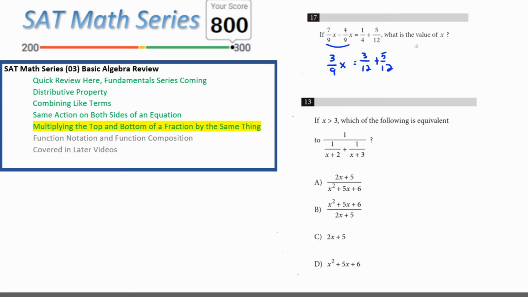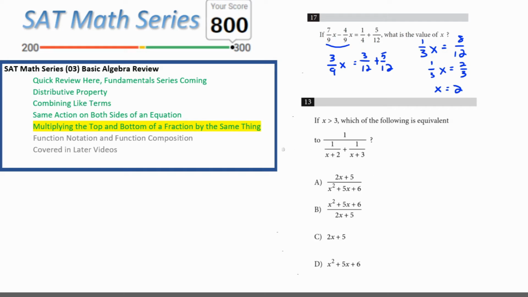And then further simplifying, 3/9 is of course 1/3. And 8 over 12 is actually 2/3. So this is 1/3 x is equal to 2/3. And multiplying both sides of this equation by 3 will give you x equal 2.